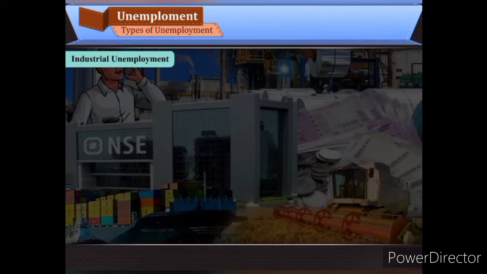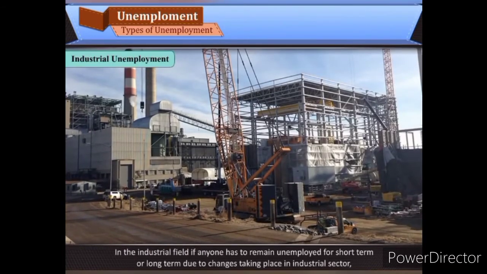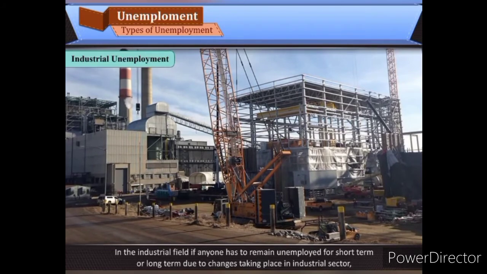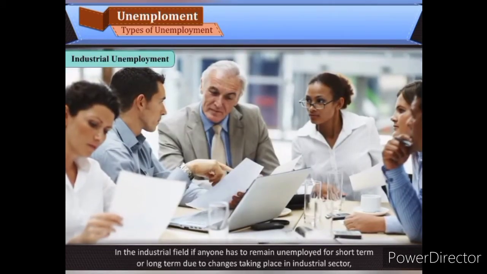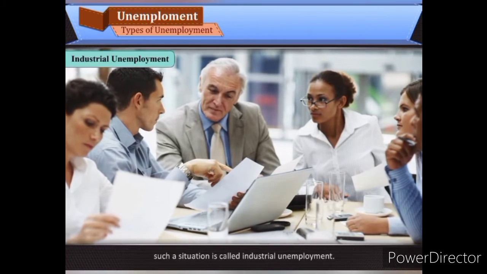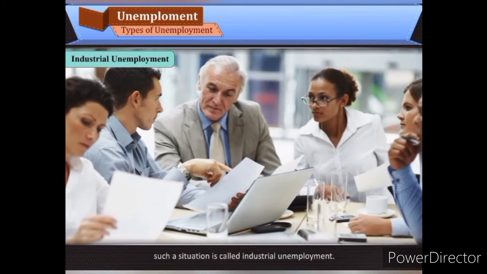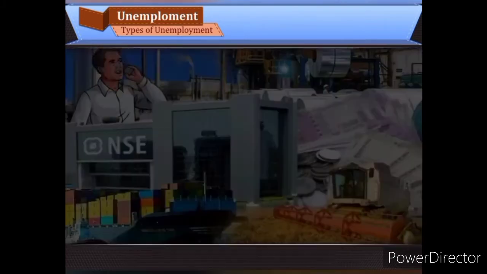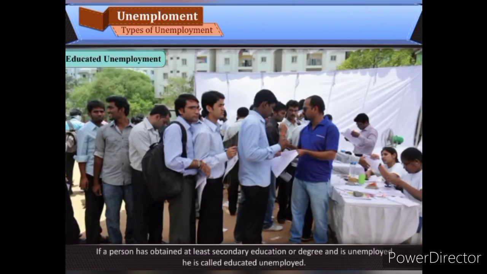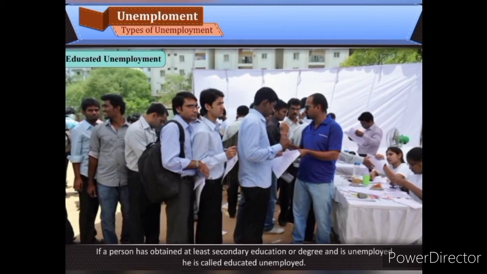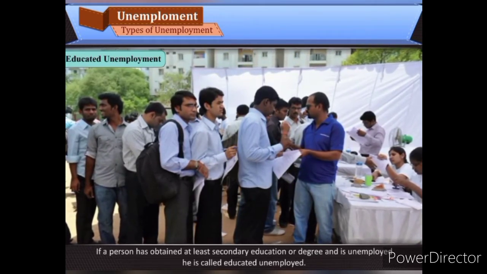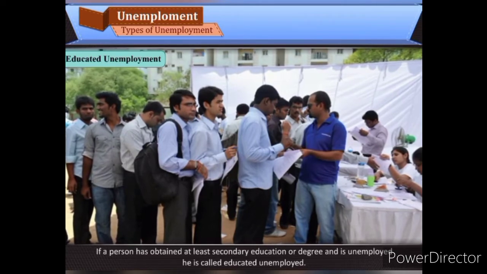Industrial unemployment. In the industrial field, if anyone has to remain unemployed for short-term or long-term due to changes taking place in the industrial sector, such a situation is called industrial unemployment. Educated unemployment. If a person has obtained at least secondary education or degree and is unemployed, he is called educated unemployed.